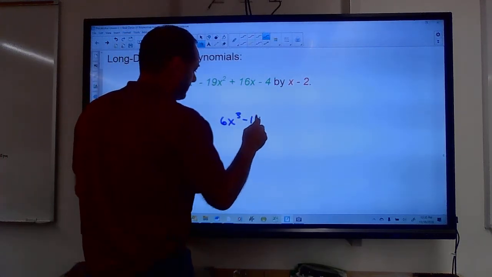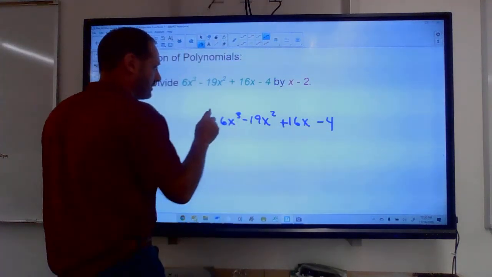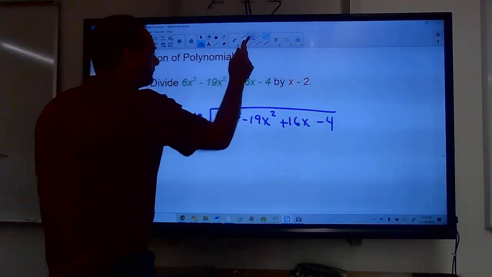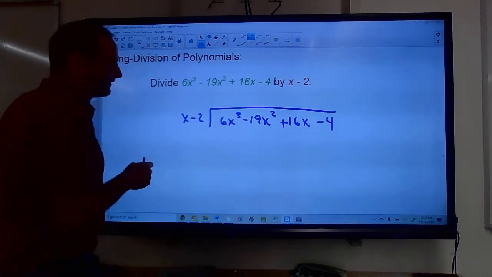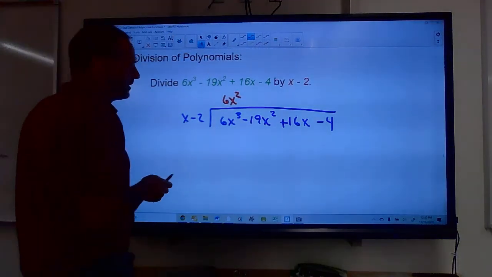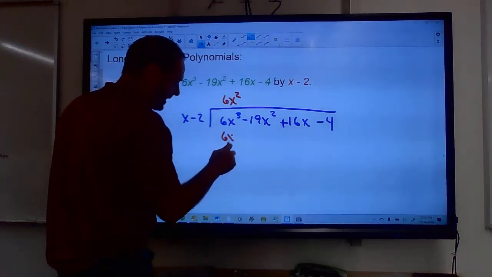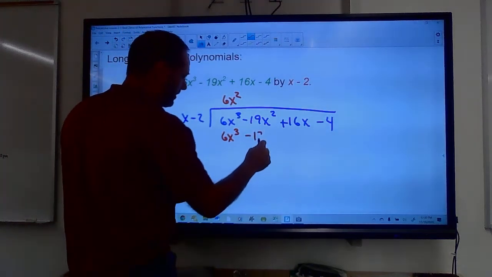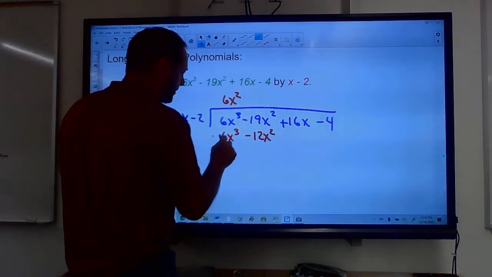So we're going to write down the problem here. Divide that by x minus 2. Okay, so here's what we're going to do. I'm going to say, okay, what do I need to multiply x by to get 6x cubed? And that, of course, is 6x squared. So I'm going to put that right above the 6x cubed. I'm going to take 6x squared times x is 6x cubed. I'm going to take 6x squared times negative 2. That's going to be negative 12x squared. I'm going to line it up with the x squareds here. And then I'm going to subtract this.